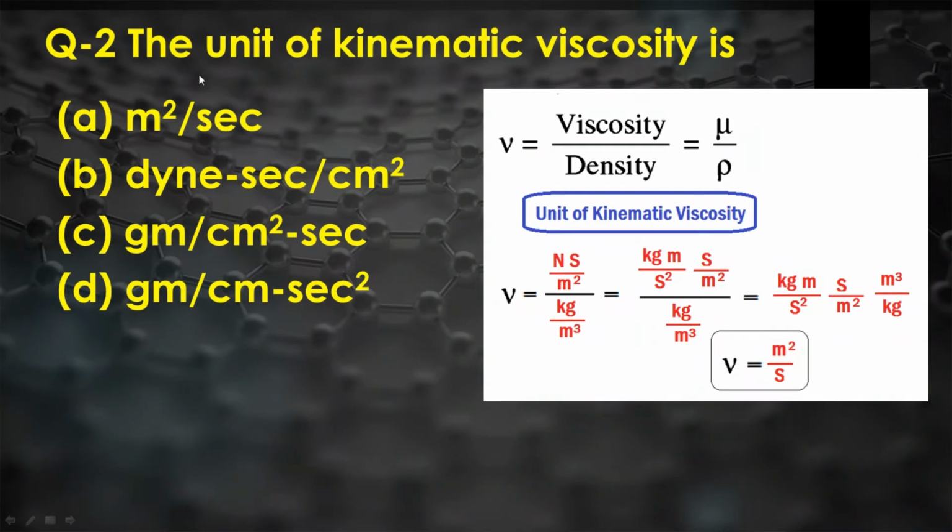Suppose in question 2 it is asked in such a way that the unit of kinematic viscosity in CGS unit, then the right answer is centimeter square per second. So remember, first of all read the question carefully, then select the right answer.